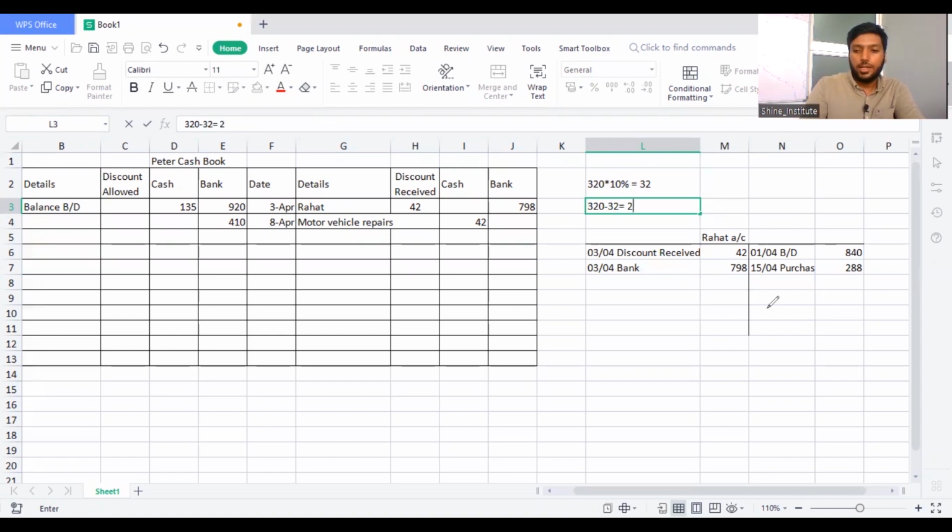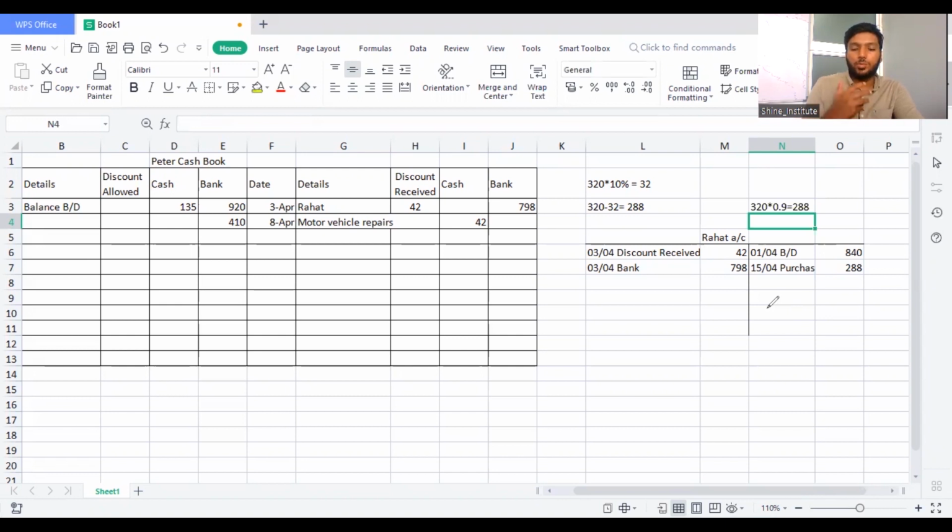You get 288. The easiest way to calculate this is 320 with 100% as the amount, minus that 10%, and multiply directly by 90%. 90 divided by 100 is 0.9. So we can directly calculate 288. Whichever way saves a second in your exam, you should be able to do it. Do the exam question in the way that is most comfortable to you. So now I have recorded 288.